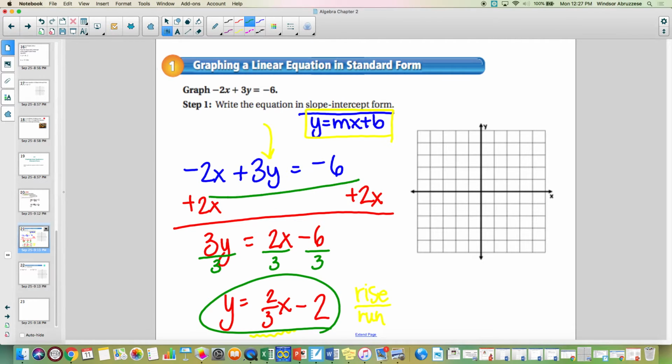This equation and this equation will result in the same line. They are equivalent. So I'm going to start with my y-intercept of -2, and then I'm going to do the slope, rise 2, run 3. Or I could do the opposite, rise down 2, left 3. And there is my linear equation.